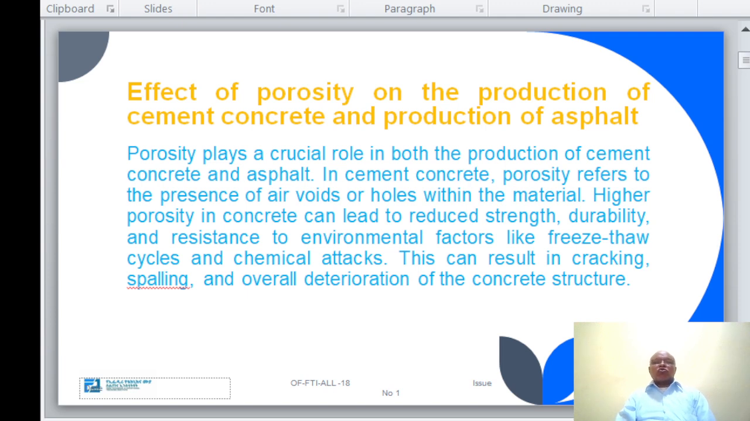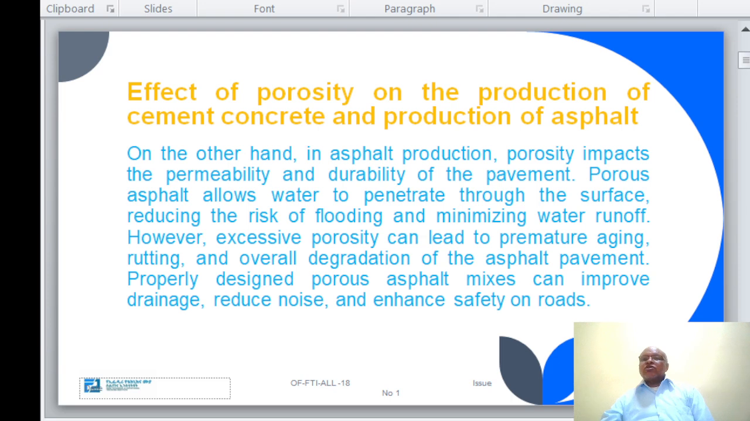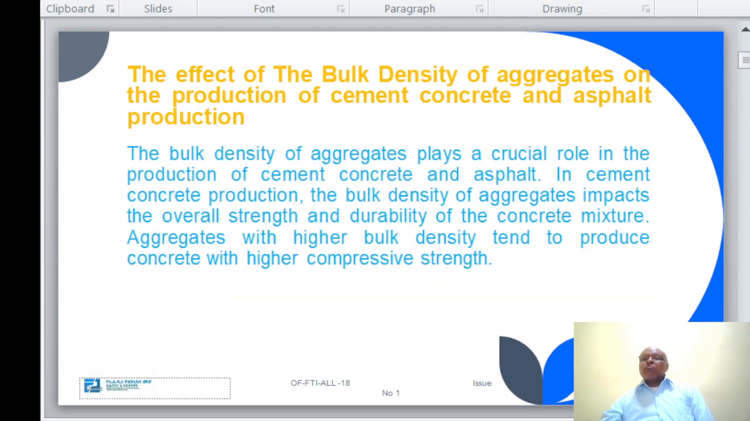In conclusion, porosity plays a crucial role in the production and performance of cement, concrete, and asphalt materials. Proper control of porosity level during the production process is essential to ensure the durability, strength, and longevity of the construction material. Now let us proceed to the effect of density, bulk density of aggregate on the production of cement, concrete, and asphalt production.